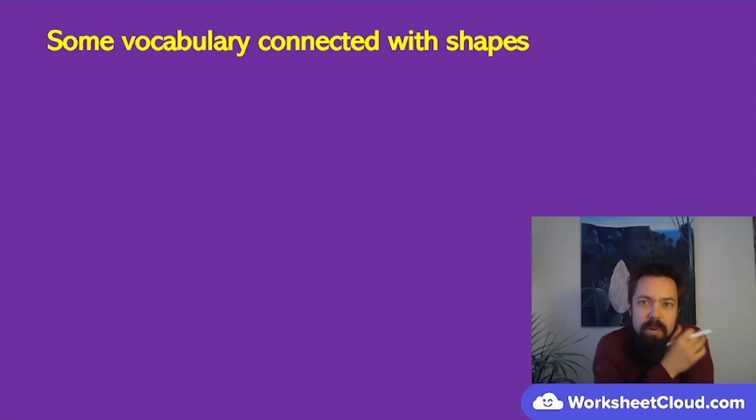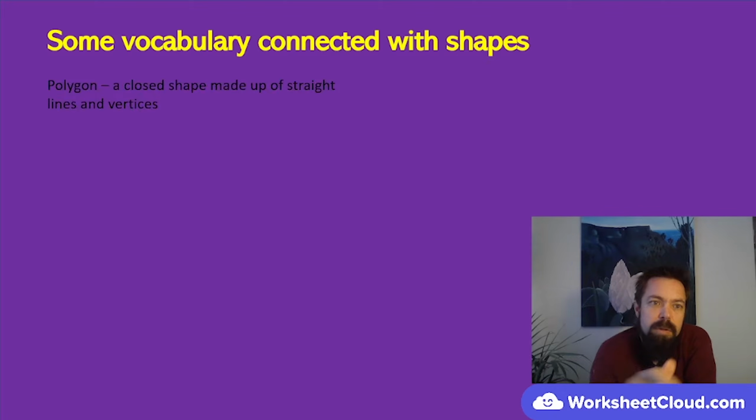There's some vocabulary connected with shapes which I think is important to go through before we move on to looking at the different families. First of all, the word polygon. Whenever I read the word polygon, I think, the parrot's gone, polygon. But it has nothing to do with parrots. It means a closed shape. In other words, the lines that make up the shape join together to form a chain so that you can't have a gap where you can escape.